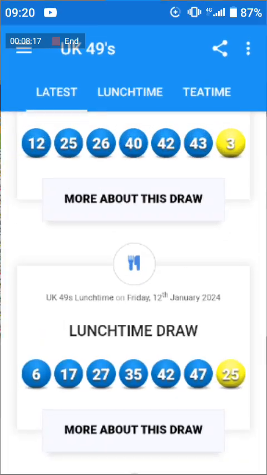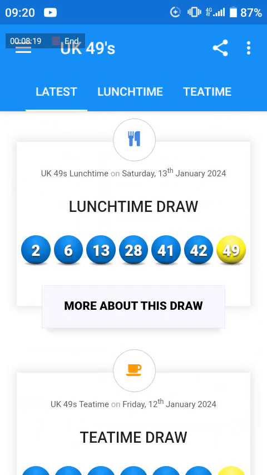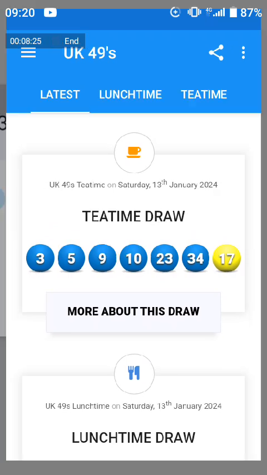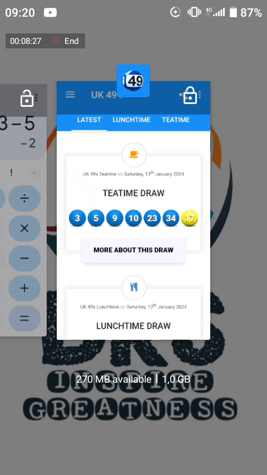Let us go on tea time. We see that 3 and 5 played. It's coming from the middle numbers. I'm done with calculating 3 and 5.